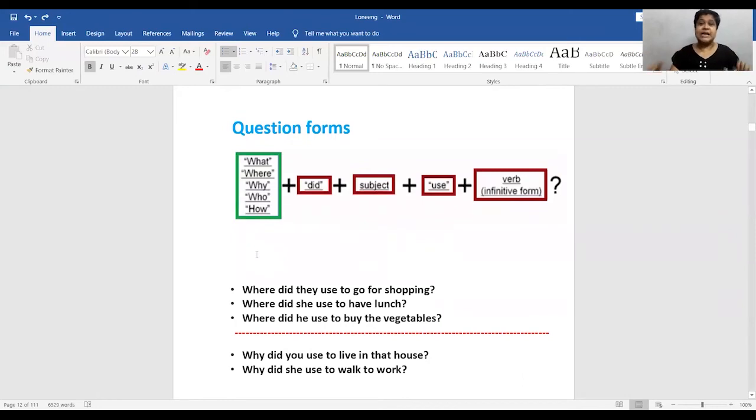Question forms again. This time we're adding a little bit of weight to the structure that you already know. What is it? What, where, who, why, and how. Now, these are words that you use to ask questions. So that plus the word did, plus the subject, plus the verb use, plus the verb in the infinitive form. So if you ask, what did, and then followed by something, then you can ask a question, right? Let's look at a few examples.